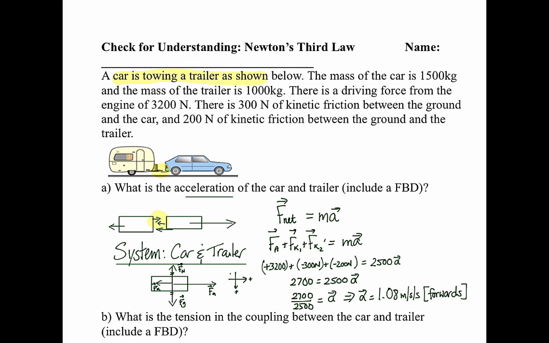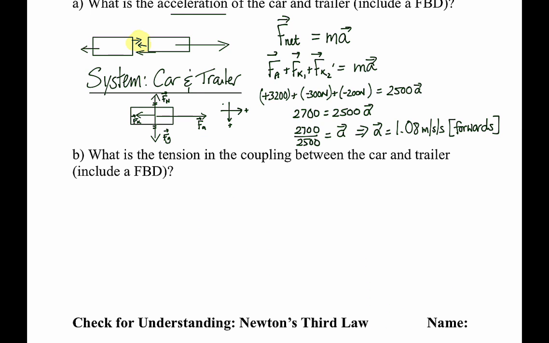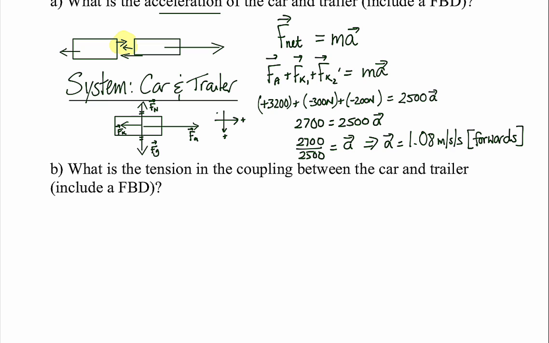So that part's not too difficult, and we always use the whole system when we're finding the acceleration, so that the tension forces cancel. Now let's take a look at the second part of the problem, which is to find the tension in the coupling between the tractor, the car and the trailer. If we were to consider both objects in part B, those two tension forces would of course cancel each other out, and then we can't find it.